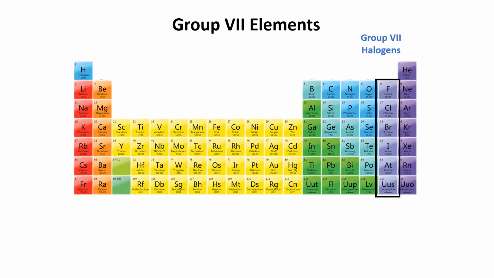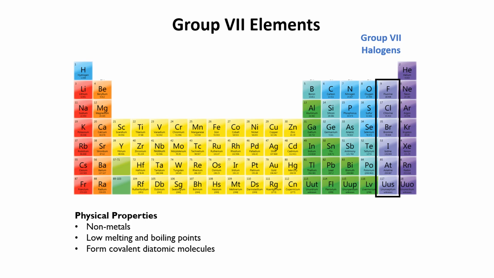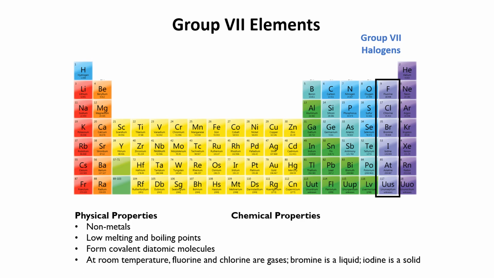So now we look at group 7 elements, the halogens. For physical properties, they are non-metals. They have low melting and boiling points, and they form covalent diatomic molecules. At room temperature, fluorine and chlorine are gases, bromine is a liquid, and iodine is a solid. For chemical properties, the more reactive halogen displaces less reactive halogens. They are also powerful oxidizing agents.